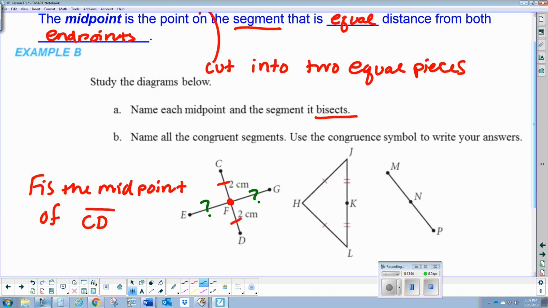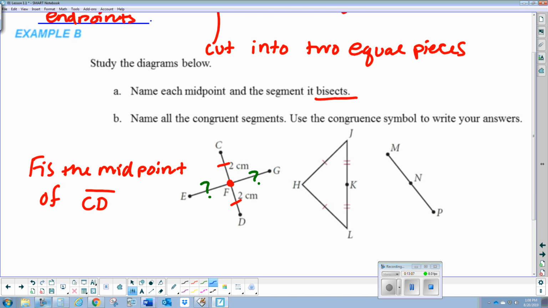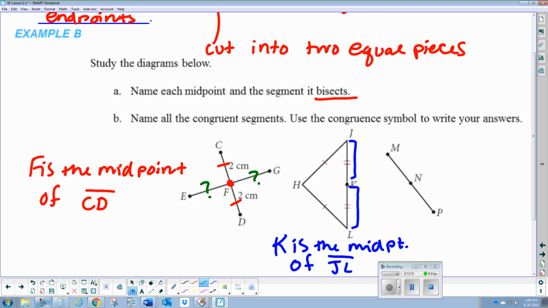Okay, in the next diagram, the triangle, we don't know how far this is. We don't know how many units it is, but we know that K is the same distance away from L as it is from J. So we can say K is the midpoint of JL because it is exactly the same distance from J as it is from L. And in the last one, we don't know that N is a midpoint. So we cannot say that N is a midpoint.